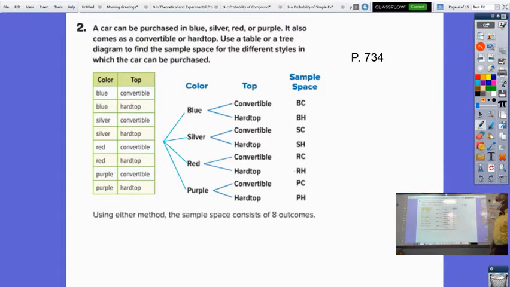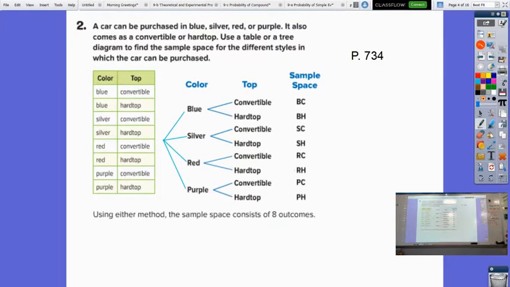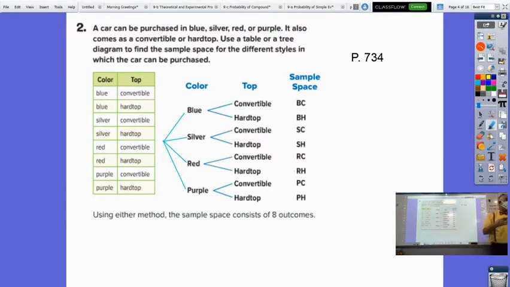Okay, but this one we'll talk about. A car can be purchased blue, silver, red, or purple. It also comes as a convertible or a hardtop. So the tree diagram, pick the color choices first, blue, silver, red, or purple. And for each of those colors, then you can go convertible or hardtop, convertible or hardtop. And so each branch here is one of your answers.